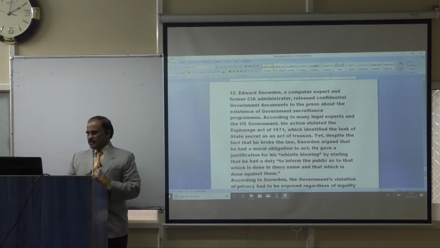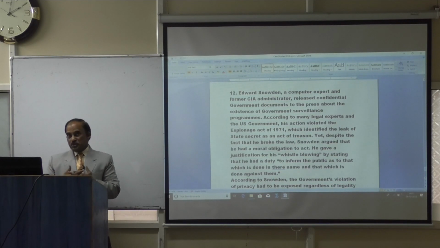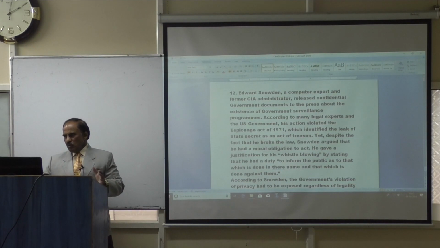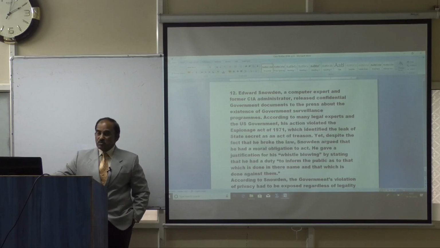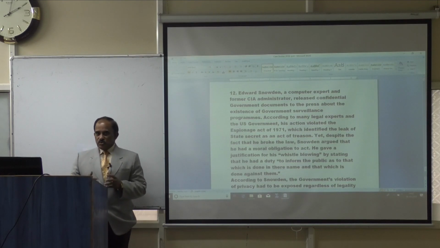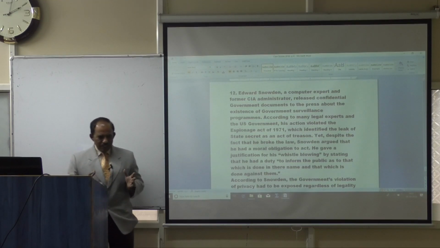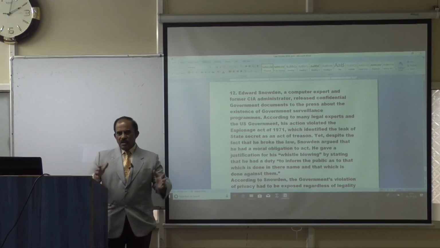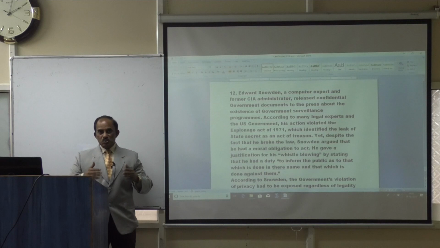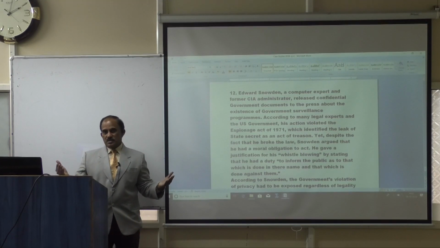Snowden, he worked as a computer expert, a former CIA administrator, and this man released confidential government documents to the press about the existence of government surveillance programs. Now, there is controversy as to whether a government employee can come to the press and release the documents which are confidential, even if he wants to serve a better cause of the public.